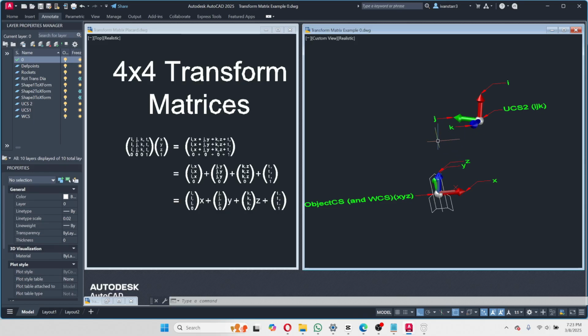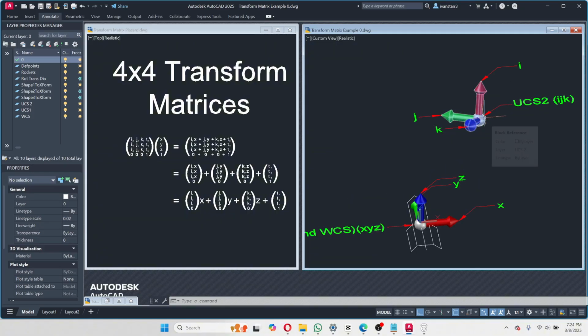And so we want to have this rocket pointed along this green vector here, and in the IJ plane. The i unit vector is the x-axis of this other user coordinate system. The j unit vector is the y-axis of this other coordinate system, and the k vector is the z-axis of this other coordinate system. And of course, this ball here is the origin of that coordinate system.